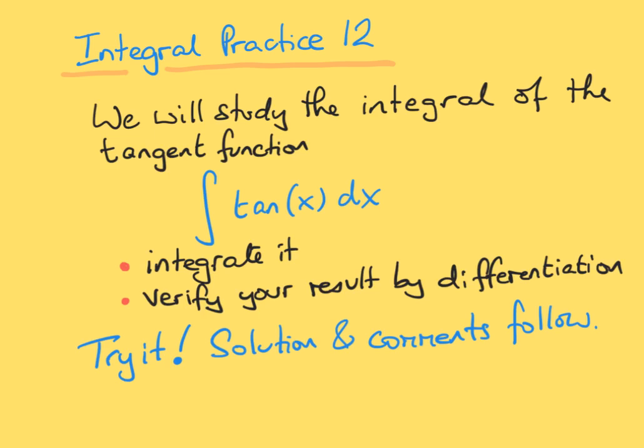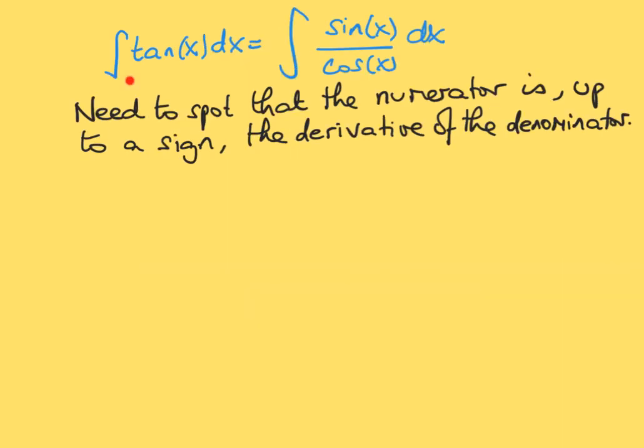Okay, welcome back. Let's look at the solution. So here is the integral that we're trying to calculate, and remember that the definition of the tangent function is the sine function divided by the cosine function. And to perform this integral, what you need to spot is that the numerator is, up to a minus sign, which we can always sort out, the derivative of the denominator.